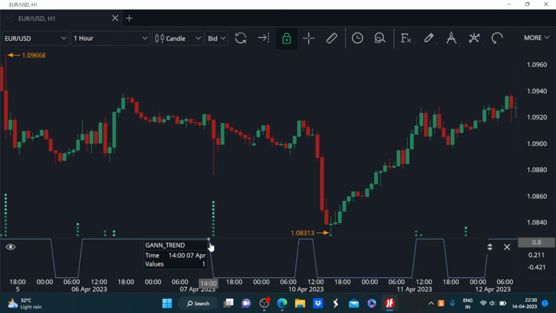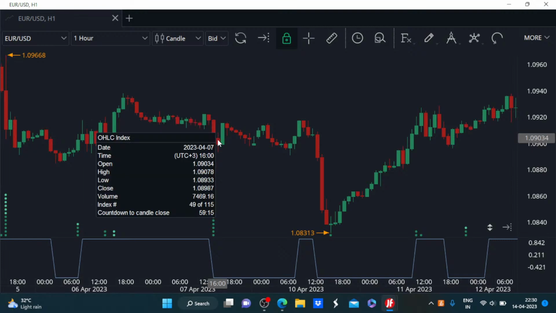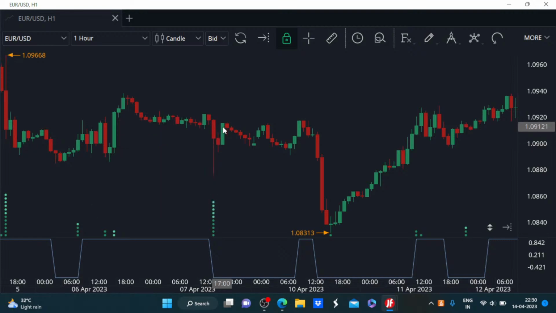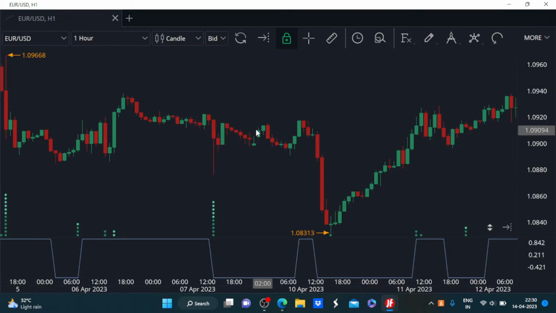Suppose, for example, we look at this case particularly, as the trend changed on this 1 hour chart from 14 GMT to 15 GMT. If you had initiated the trade somewhere here, while keeping the stop loss a little above this immediate swing high, you would have remained in the trade for a long time. There was no significant reversal.